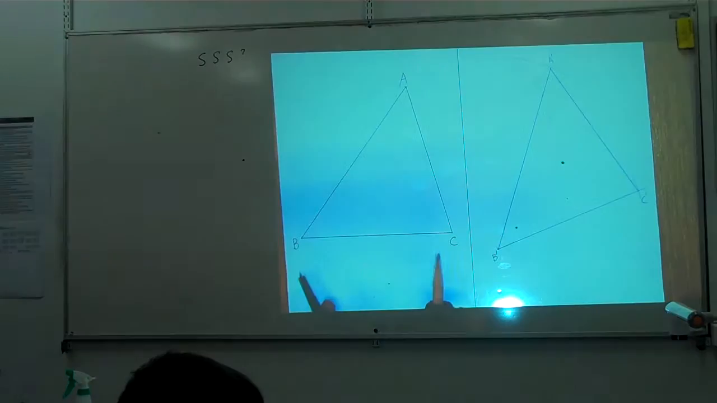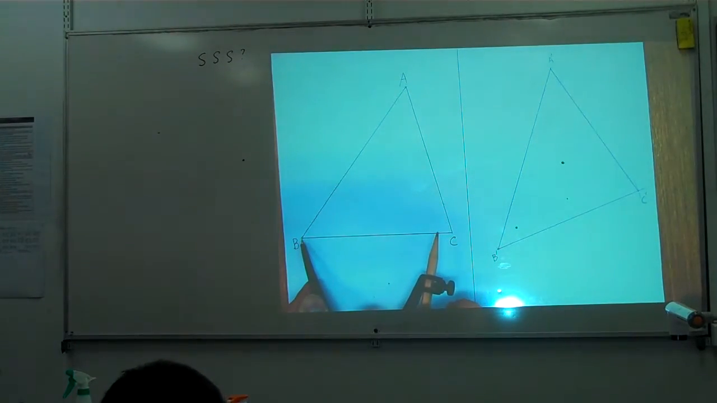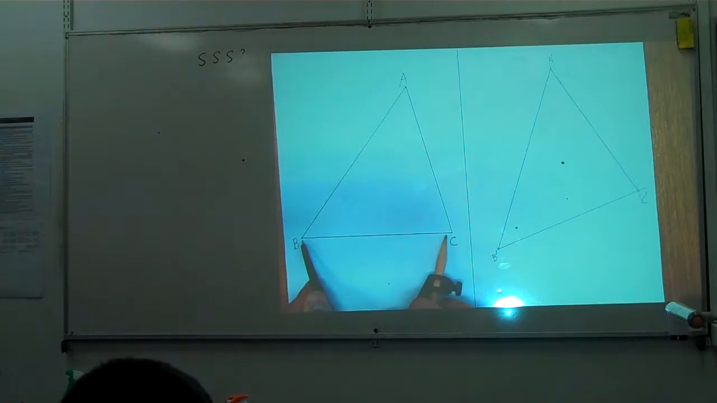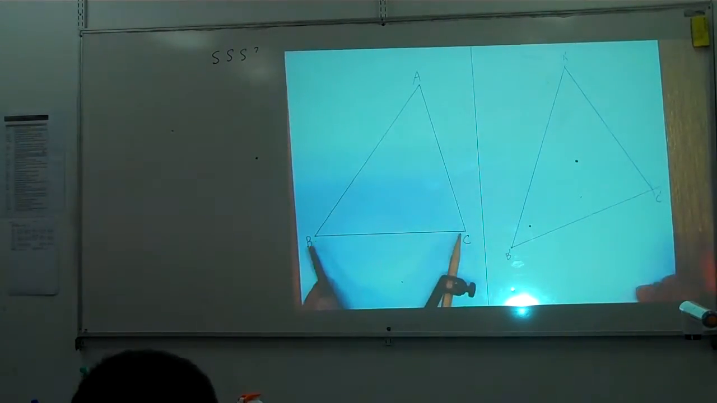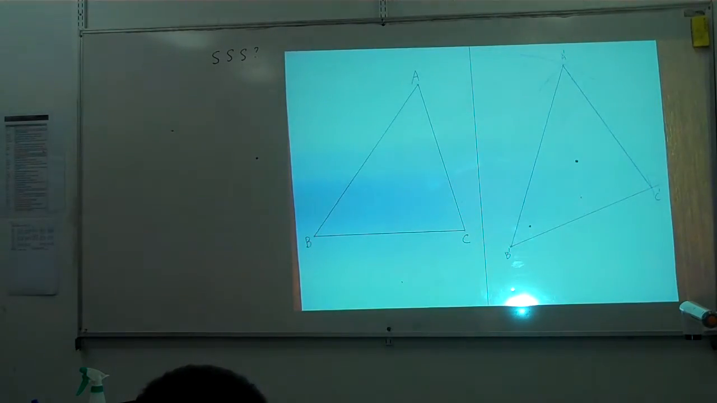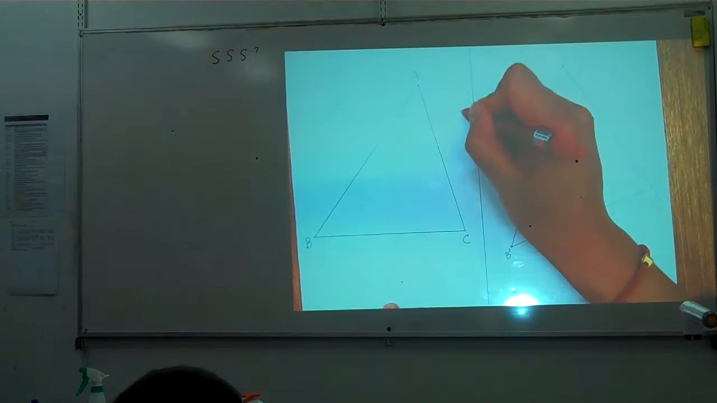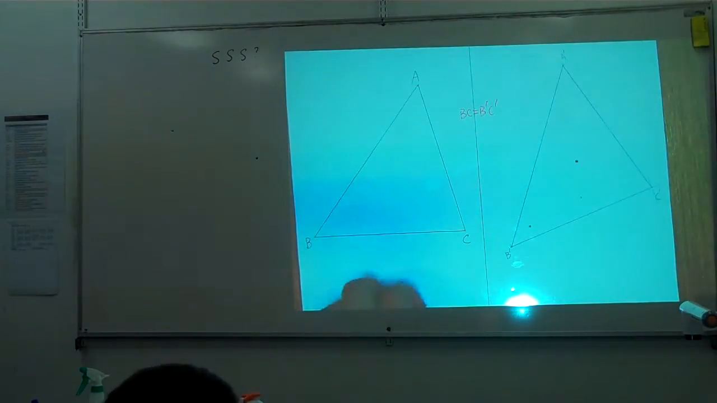Okay. Now, the first step, what we're going to do is we measured BC. You think about what you did. We measured BC and we transfer B dash C dash here. Is that correct? Yeah. Good. So, can I write BC equals B dash C dash? Yes? Good. We make them equal.